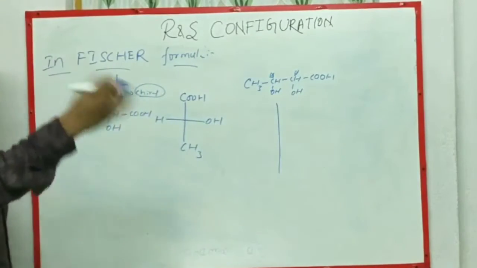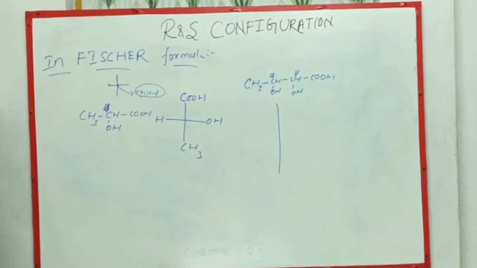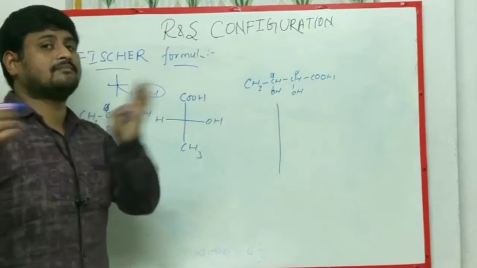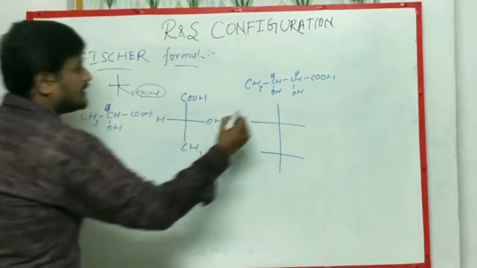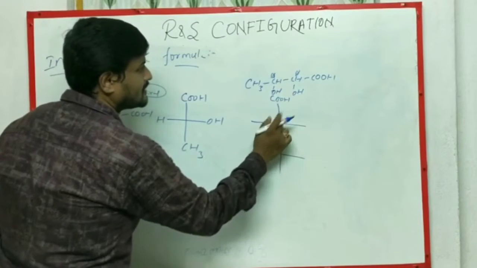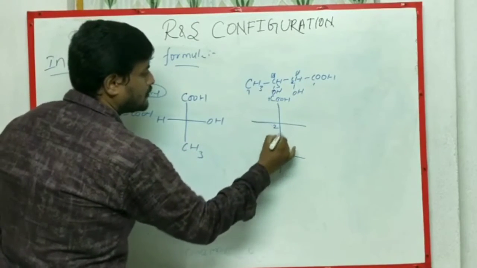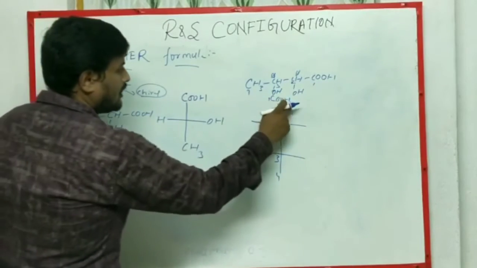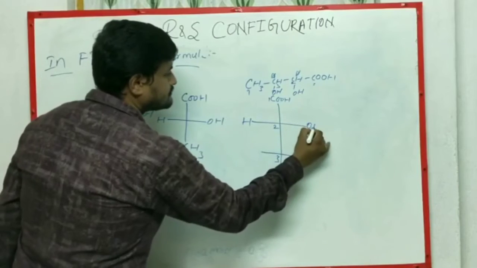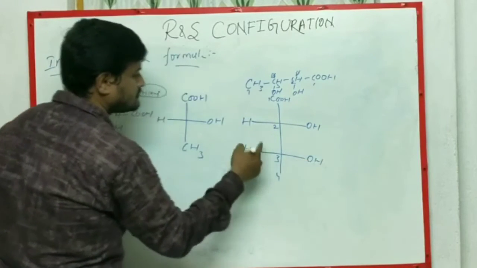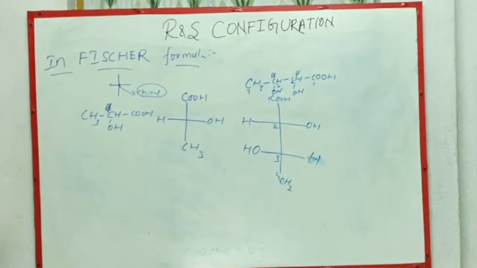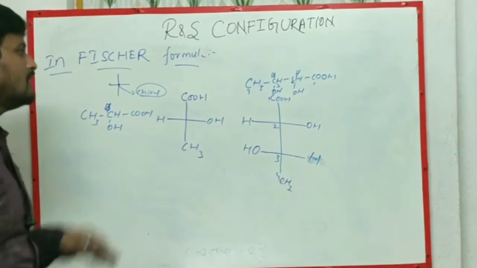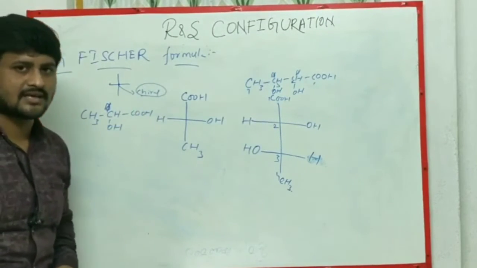Any type of molecule in Fischer projection formula has only one vertical line. However many chiral carbon atoms exist, the same number of horizontal lines exist. Here 2 chiral carbon atoms, 2 horizontal lines. And here COOH, this carbon, 1, 2, 3, 4. One is COOH, second one has the H and OH, third one also has the H and OH, fourth one CH3. Okay, this is the Fischer projection formula. Plus symbol, one vertical line, and the same number of horizontal lines as chiral carbon atoms.